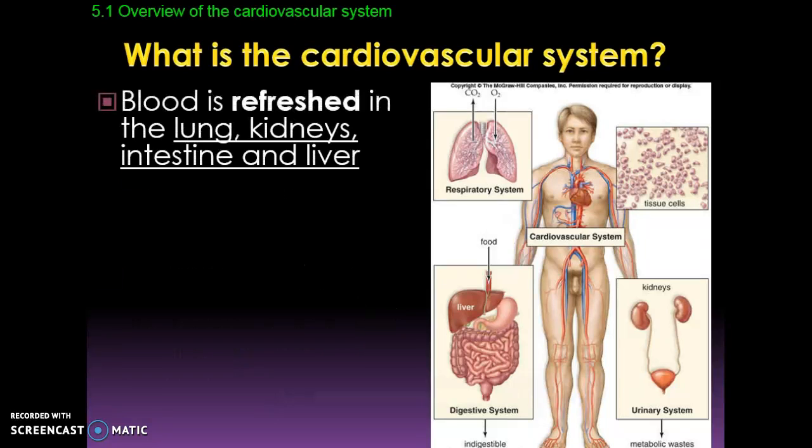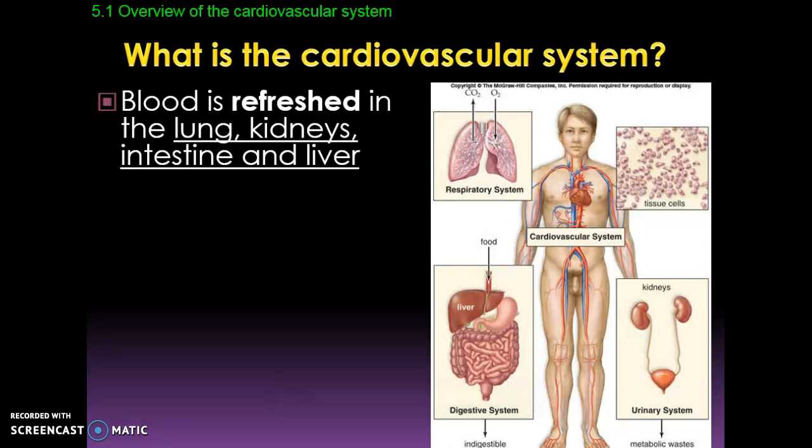Now, in terms of carrying material to and from the cells, we know that blood is going to be refreshed in the lungs, kidneys, and the intestinal tract and the liver. All right, so when we're talking about being refreshed, this can be with pulling CO2 out of the blood and adding oxygen, which would occur in the lungs. With the kidneys and the liver, toxins are going to be pulled out.